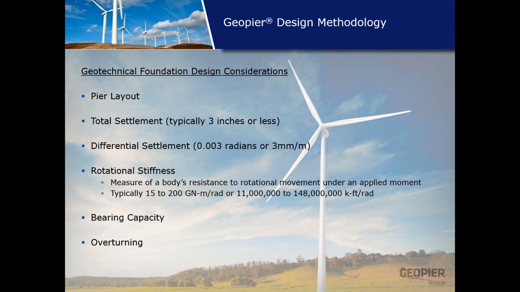So there are basically 6 things that we look at primarily when it comes to design. Number 1 is pier layout. Number 2 is we look at the total settlement. Number 3, and probably most important, is we look at differential settlement, part of which is a function of the rotational stiffness, which we're going to go to in pretty good detail. And then we also look at bearing capacity and overturning.